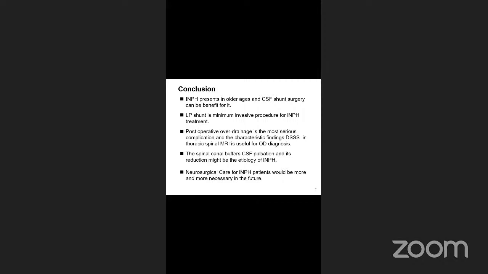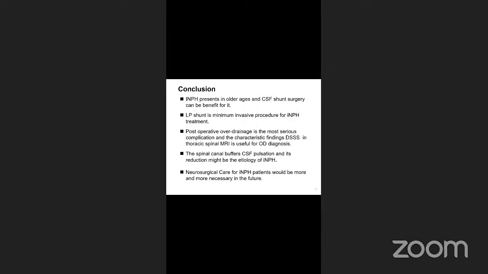This is a conclusion slide. LP shunt is a minimally invasive procedure for INPH treatment. Post-operative overdrainage is the most serious complication and it might be solved by the additional tandem valve method. We found the characteristic findings DSSS in thoracic spinal MRI for overdrainage diagnosis.